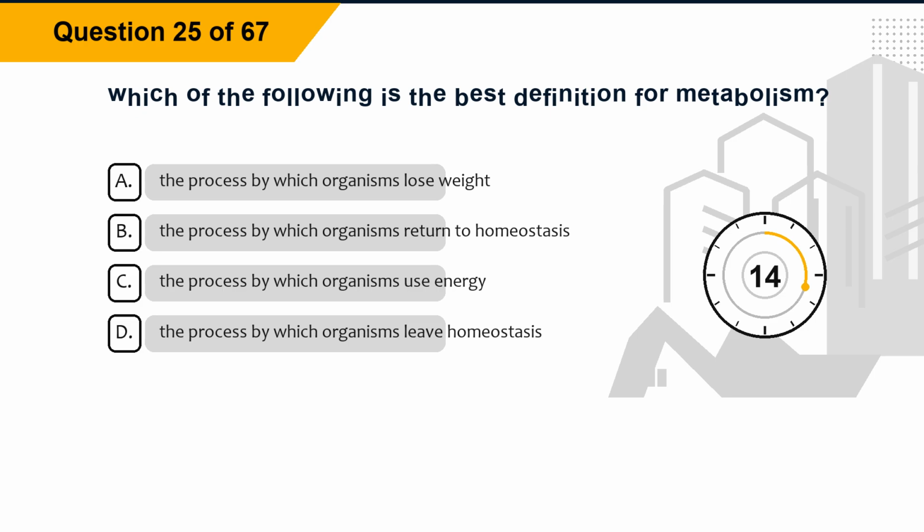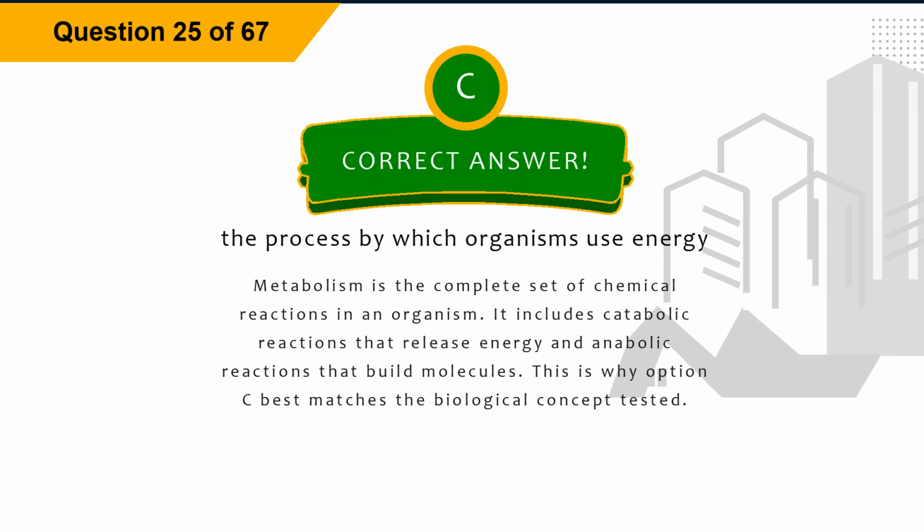Option A. The process by which organisms lose weight. Option B. The process by which organisms return to homeostasis. Option C. The process by which organisms use energy. Option D. The process by which organisms leave homeostasis. The correct answer is option C, the process by which organisms use energy.